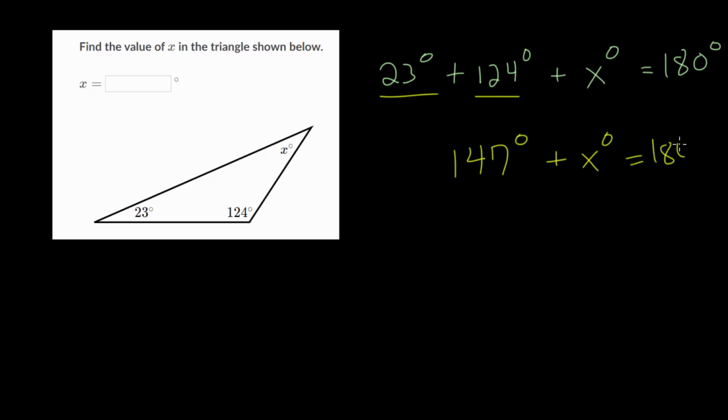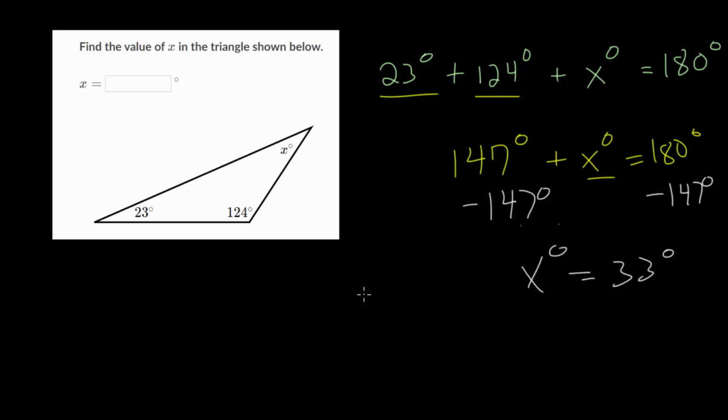And at this point, to solve for x, we just need to subtract. Let's subtract 147 on each side. So x degrees, well, we take 180 and we subtract 140, that would be 40, and then subtract 7 more, brings us to 33 degrees.